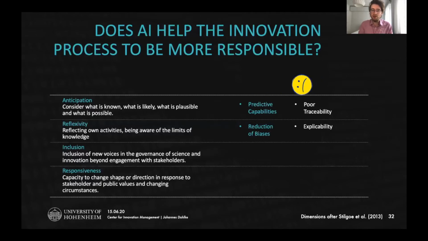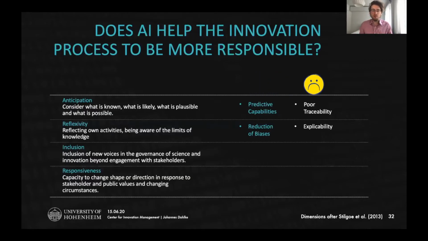So we may be more aware of these biases in the data that we work with in order to innovate, right? On the other hand, again, we don't really know how an AI system works within its black box if we're looking at neural networks. So by substituting some of the activities to AI systems, we lose reflexivity because we don't know how the system is actually coming up with its solutions.